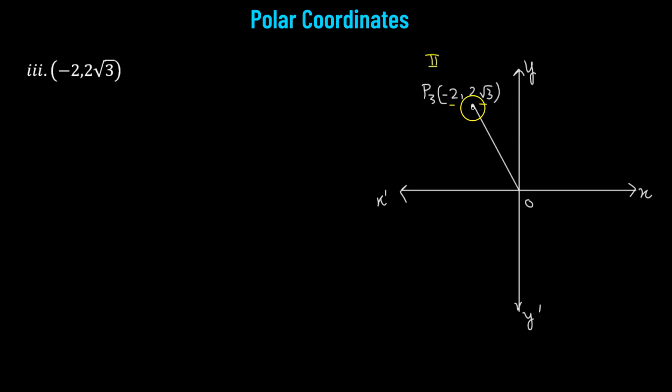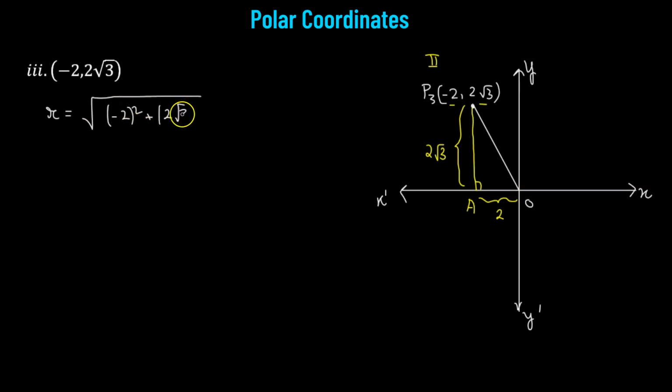First, we'll drop a perpendicular from point P3 on the x-axis and name it A. This gives us a right angle triangle OAP3, right angled at A. So it has a y coordinate of 2√3, and then we're only going to consider the magnitude value for the x side, so this is going to be 2 units. So let's first find out the radius r. The radius r, which is simply OP3, equals the square root of (-2)² + (2√3)², so that will be equal to 4.